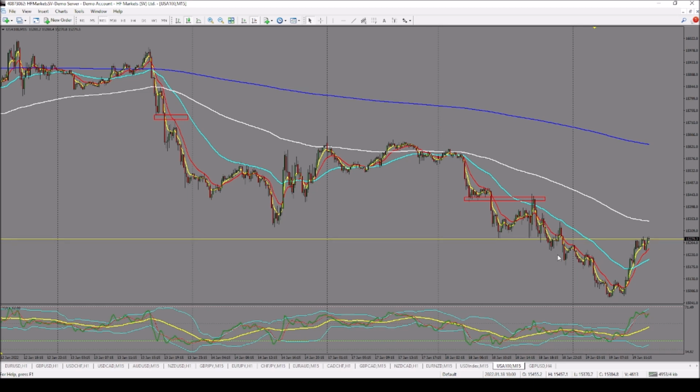So that is basically what you will be doing when you are using this particular strategy. It's simple, but will require patience as well as discipline to follow all the parameters lining up.